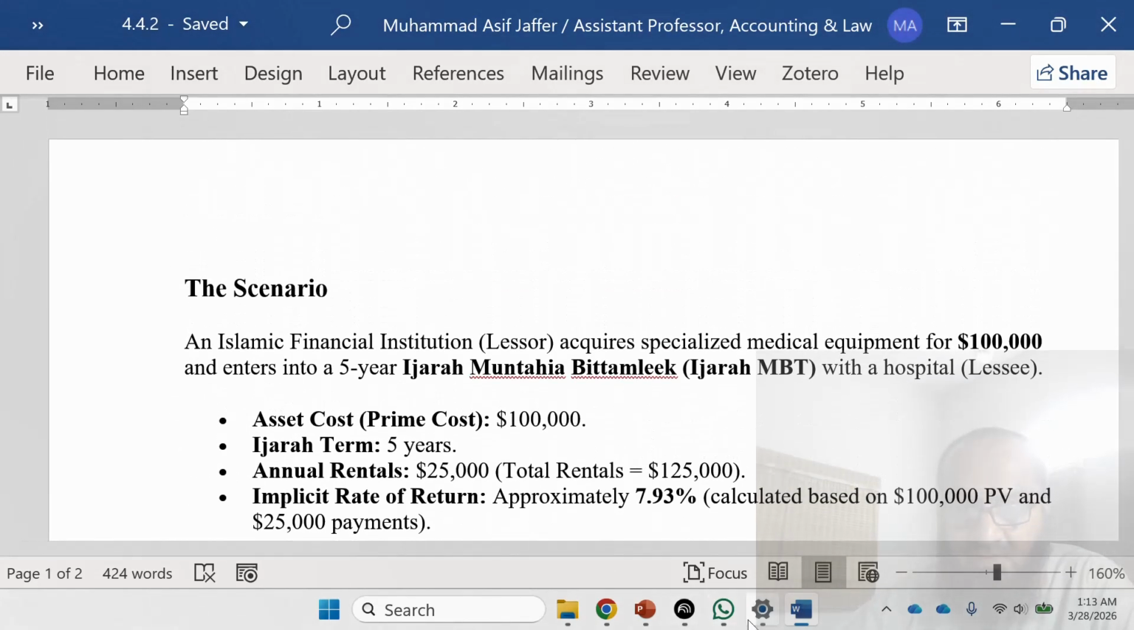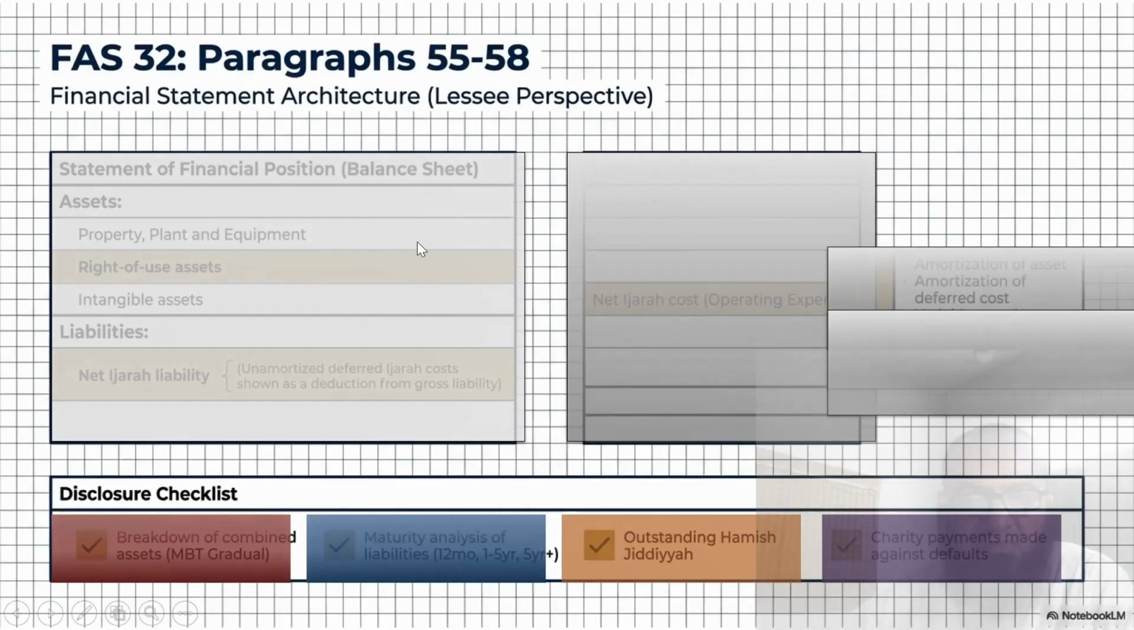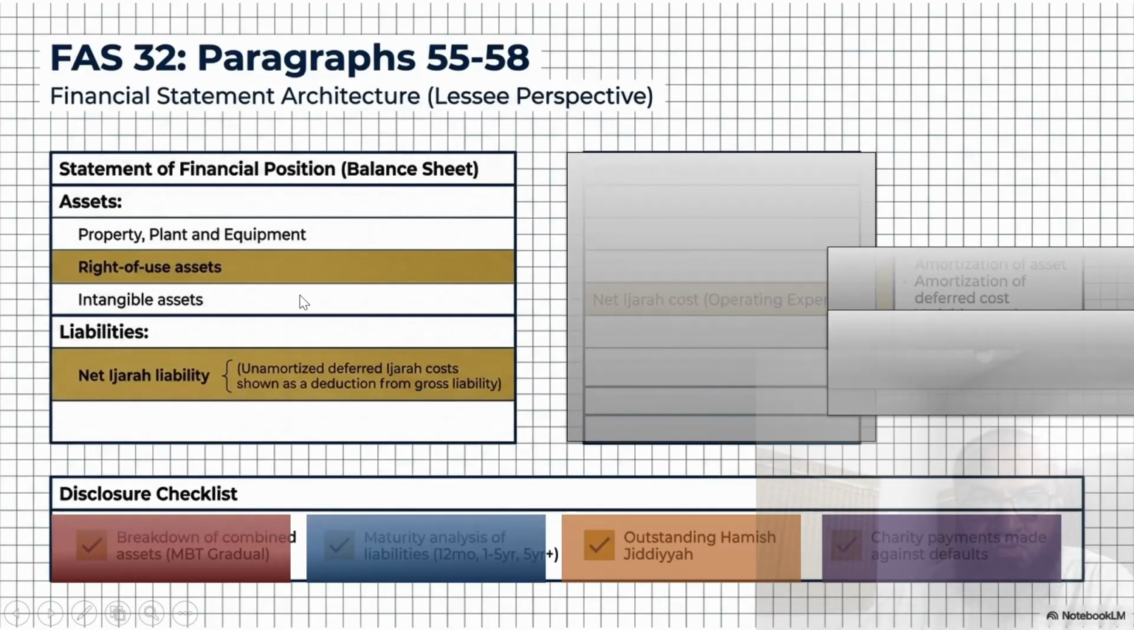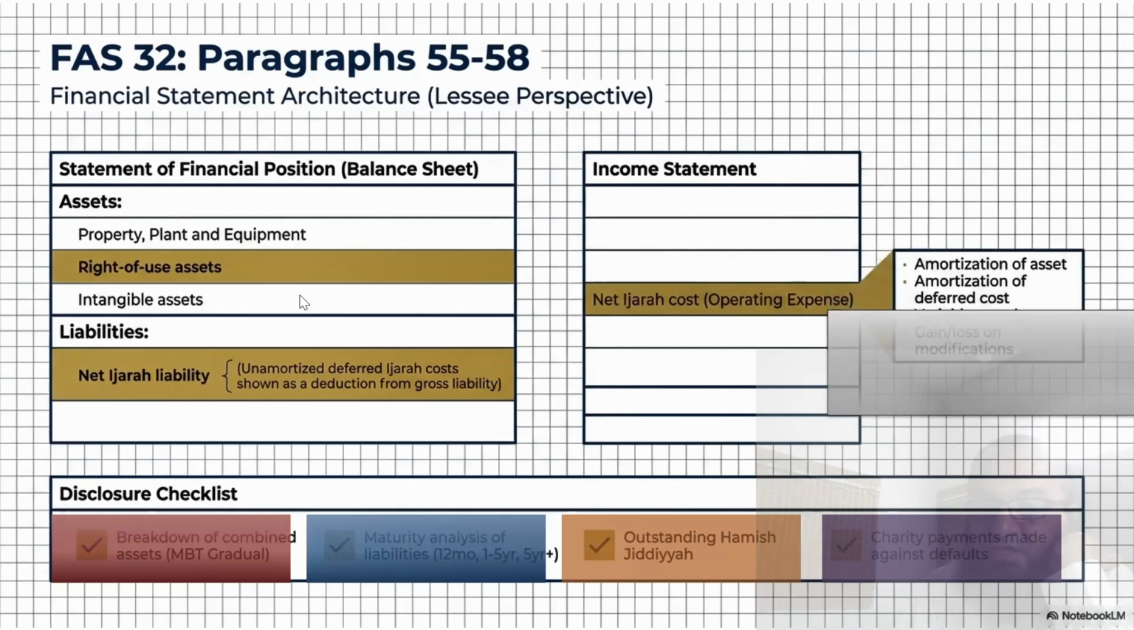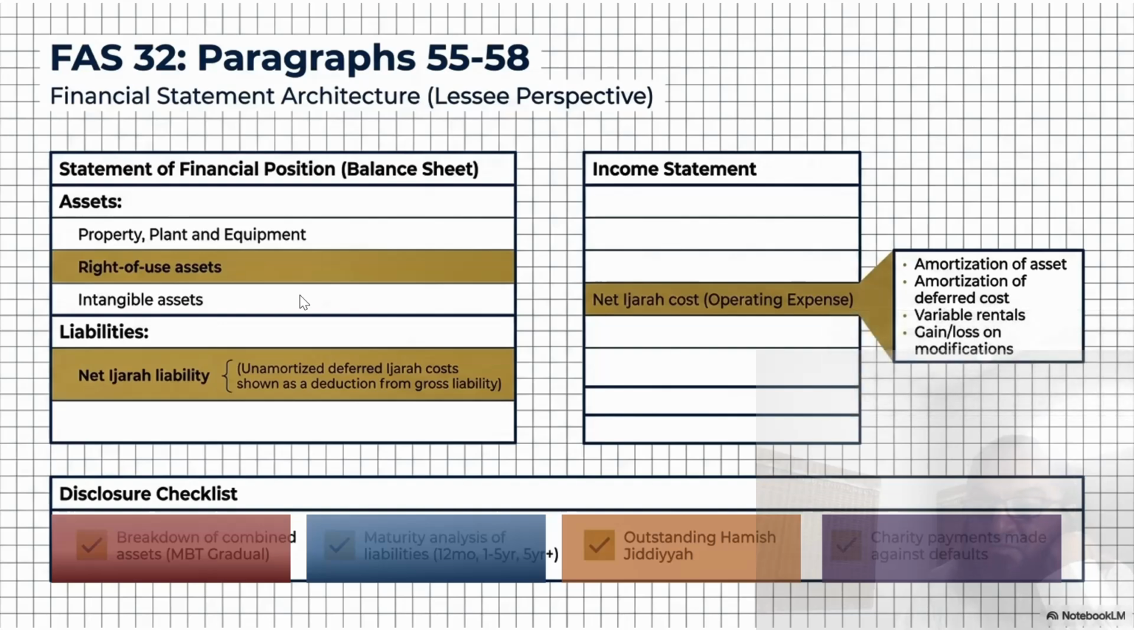So coming back to the presentation, towards the end of the period, we have to show the right of use asset as an intangible asset, right? But separately from other intangible assets. On the liability side, we have to show the gross Ijarah liability minus the unamortized deferred Ijarah cost, so it will be the net Ijarah liability. On the income statement side, we have to report the Ijarah cost. So what are the costs associated with Ijarah? Number one is the amortization of asset and amortization of deferred cost. So these are the two main expenses, 7930 and 20,000 in our example case. And if there are some variable rentals or gain or loss on modification, something like this, then these are also to be reported.